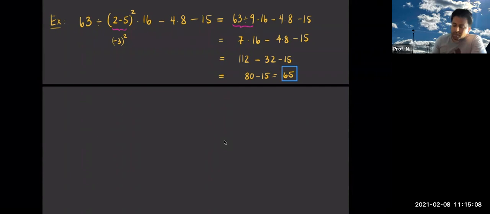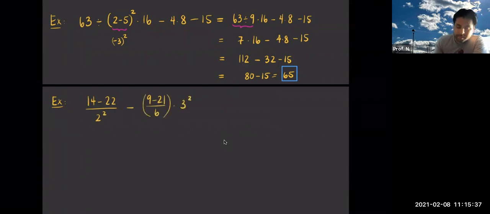Good. So now we're going to kind of head into the arena of rational numbers. And again, rational numbers are just ratios of integers. So we're building upon integers, and then we're going to build upon integers using rational numbers. Now, what if I get something like this? 14 minus 22 divided by 2 squared, subtracted from 9 minus 21 over 6, multiplied by 3 squared. So now that symbol here represents a rational number, the fraction.